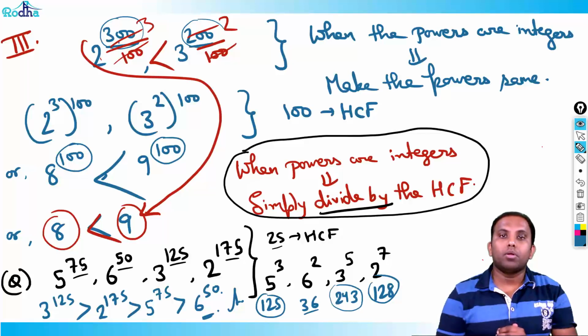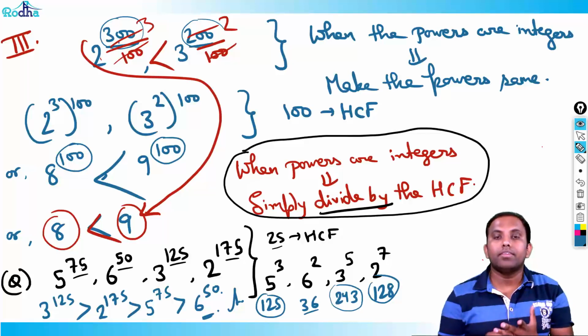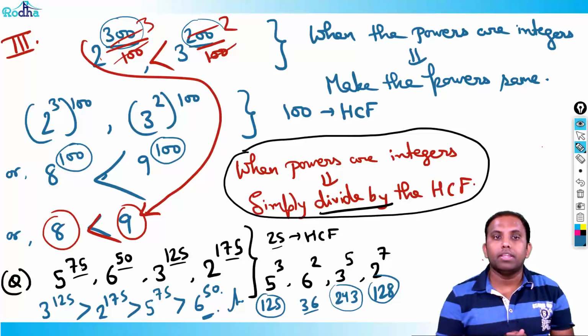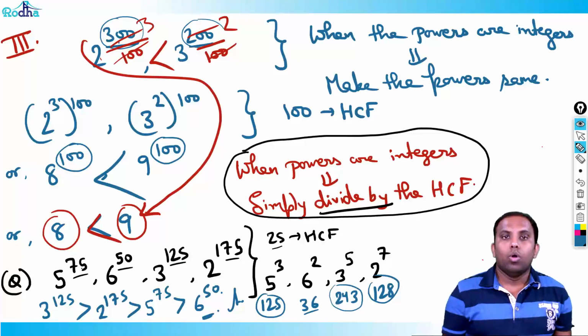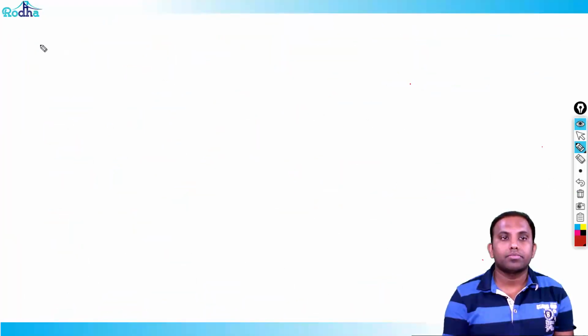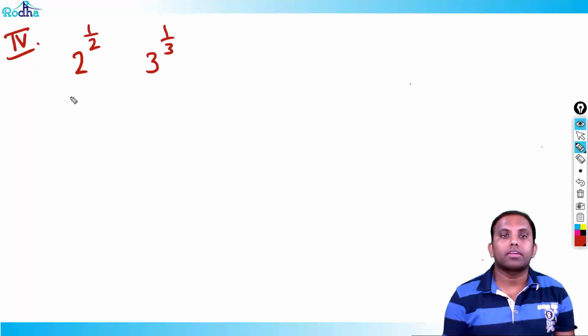So this is about type 3. When the powers are integers, simply divide by the HCF. Correct? Okay. Now move to the fourth type. The fourth type is similar: when the powers are fractions. Like suppose the numbers are, which is greater here? If I write 2 raised to 1 by 2 and 3 raised to 1 by 3, which is greater?